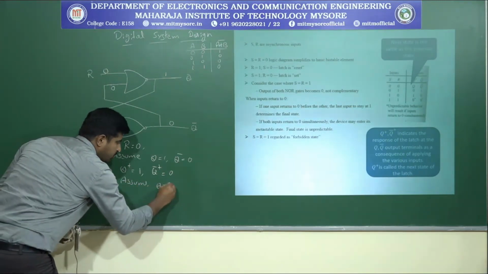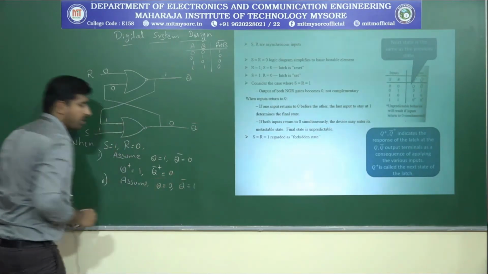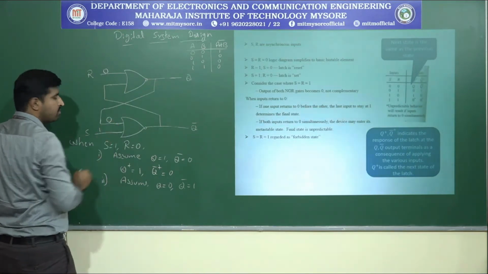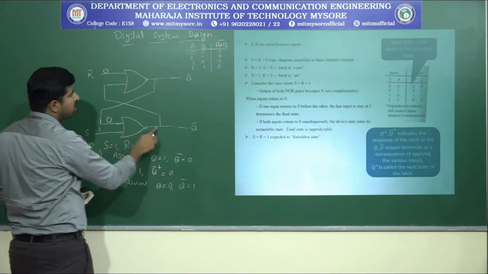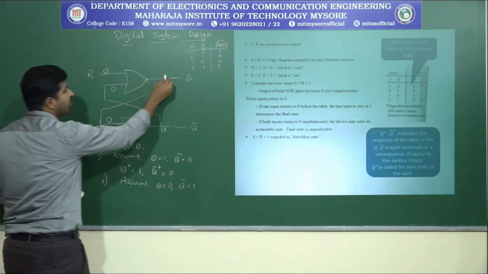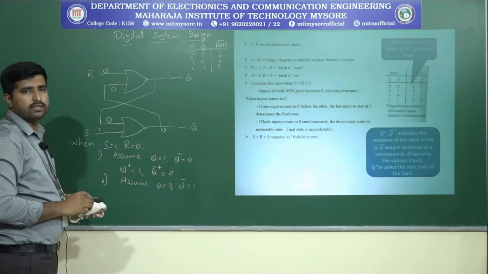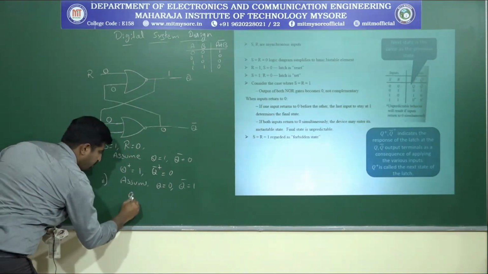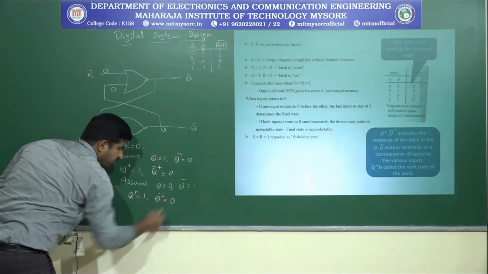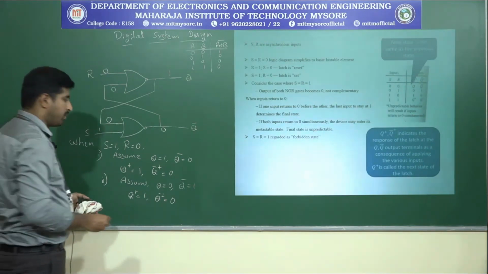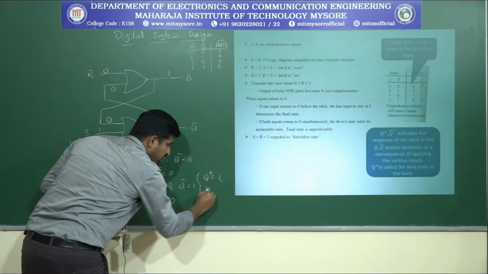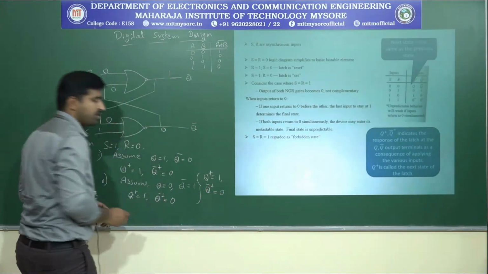Assume Q equals 0 and Q bar equals 1. Here S equals 1, and whatever the Q input is, assuming the previous is 0, then 0 plus 1 gives 0. This 0 is given here, and 0 plus 0 gives logic 1 here. So Q plus equals 1 and Q bar plus equals 0. By analyzing this we can say Q plus will always be 1 and Q bar plus will always be 0.